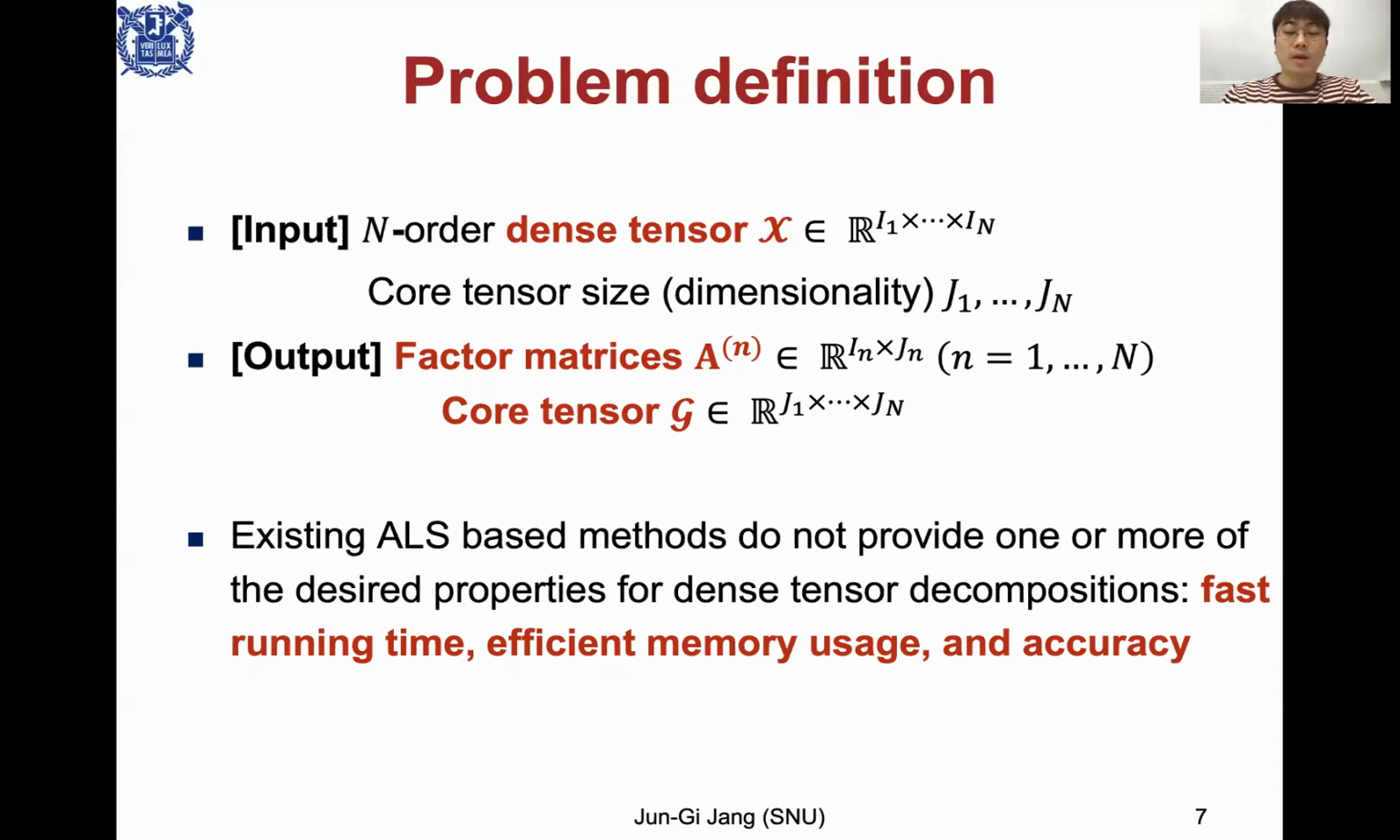Now I'm going to explain the formal problem definition of our paper. Given a dense tensor X and core tensor size, we find the factor matrices and core tensor. Existing ALS-based methods do not provide one or more of the desired properties for dense tensor decompositions: fast running time, efficient memory usage, and accuracy.